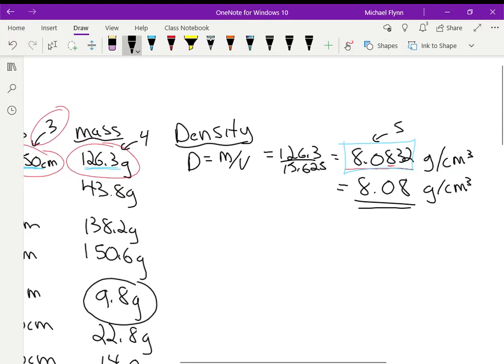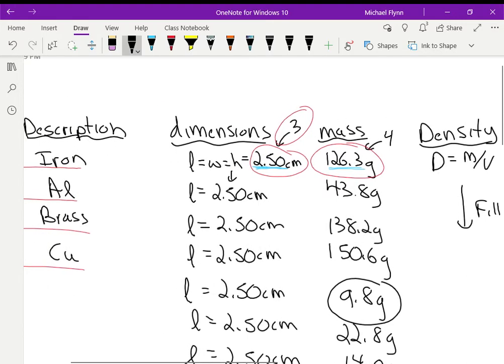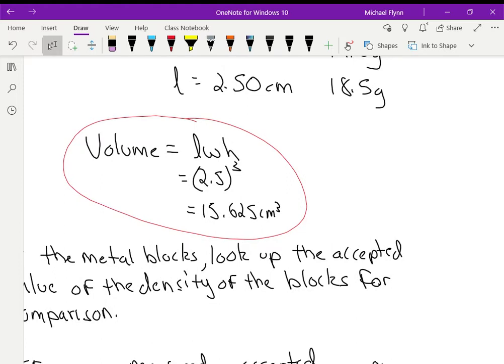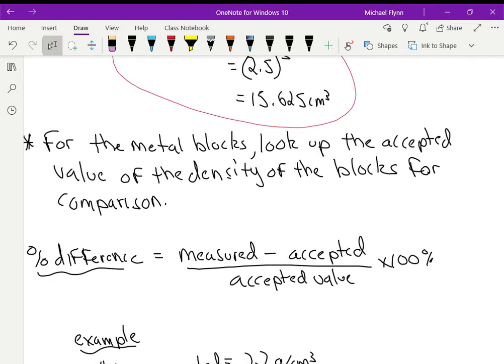All right, so I want you to finish the table, to fill this in by calculating the density of every block. This is part of the homework. In the homework it says do the lab calculations, and this is what I want you to do. After that, you're going to come down here for the metal blocks, and only the metal blocks, not the plastic ones. You're going to look up the accepted value of the density of the blocks for comparison purposes.